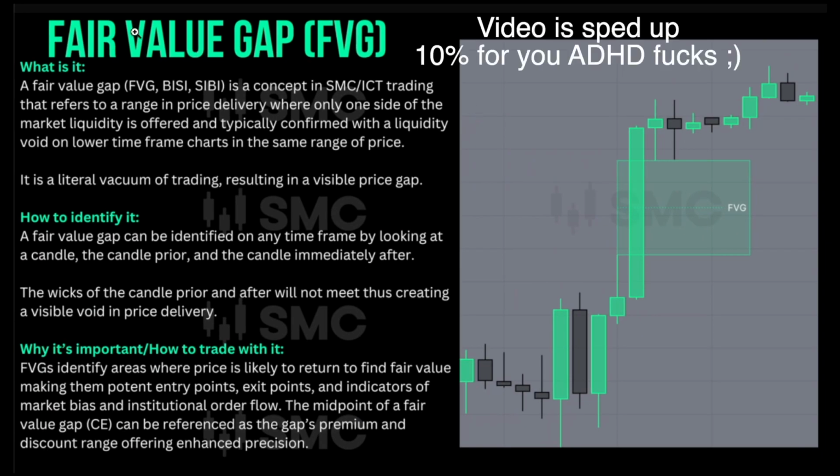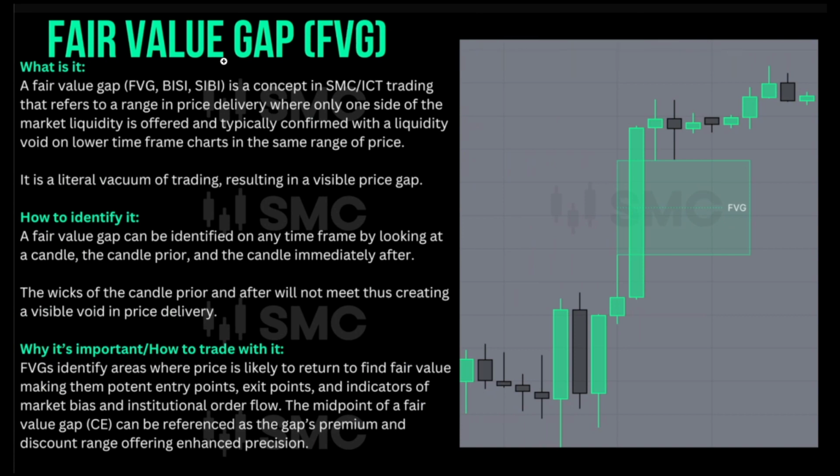Today we're going to be going over fair value gaps, or FVGs. So what is an FVG? A fair value gap is a concept in SMC or ICT trading that refers to a range in price delivery where only one side of the market liquidity is offered. So what do we mean by that?